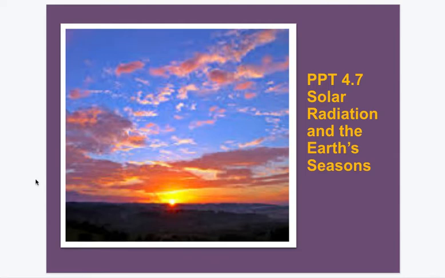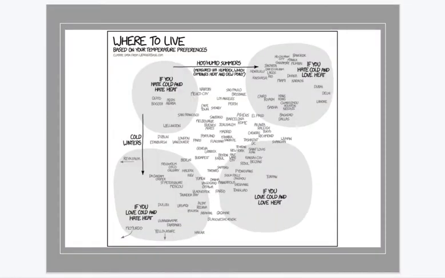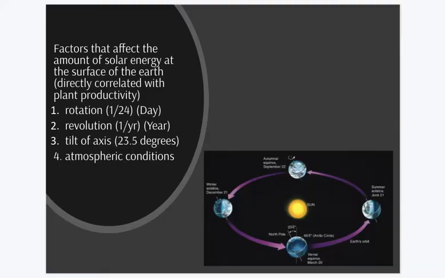4.7 Solar Radiation in the Earth's Seasons. Here's a comic from XKCD with a little map showing where you should live if you like hot versus cold, etc. Just a silly little thing.